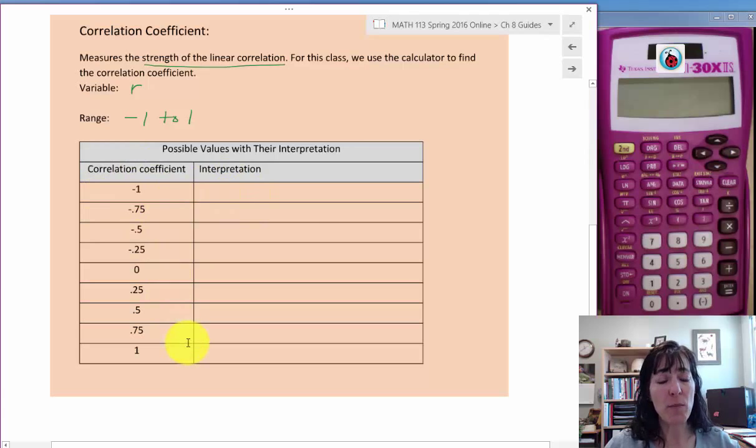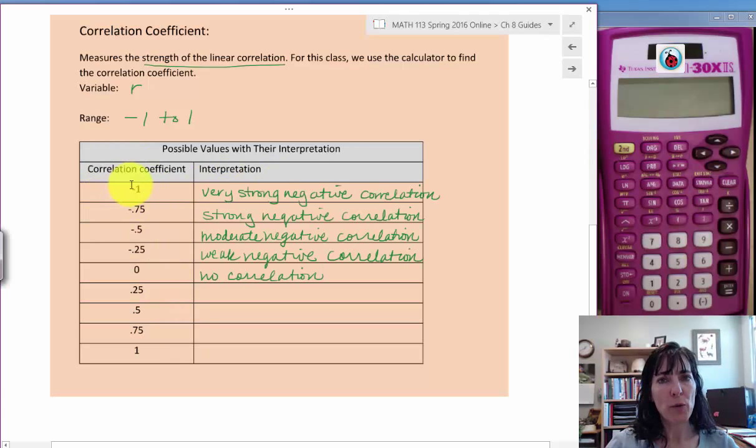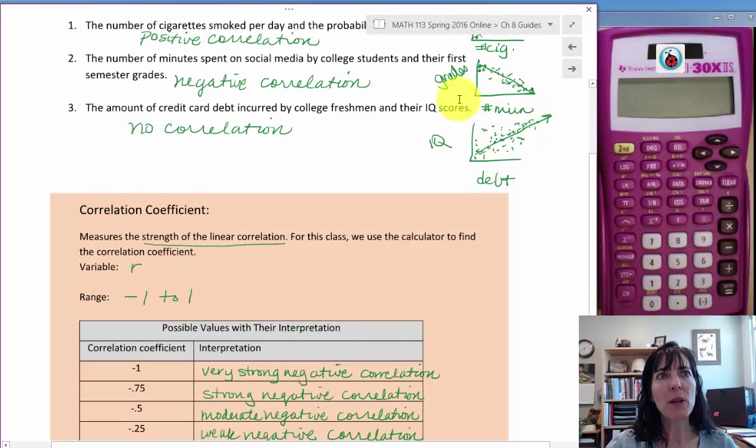And so here are the different correlation coefficients, the r values that we could come up with, and what they mean. I wrote in all the values for the negative correlation coefficients and a correlation coefficient of 0. And if you're close to -1, you have a very strong negative correlation. If you're at about -0.5, you have a moderate negative correlation. And if you're at 0, there is no correlation. That would be like that initial big blob that we had here for the IQ and the debt.